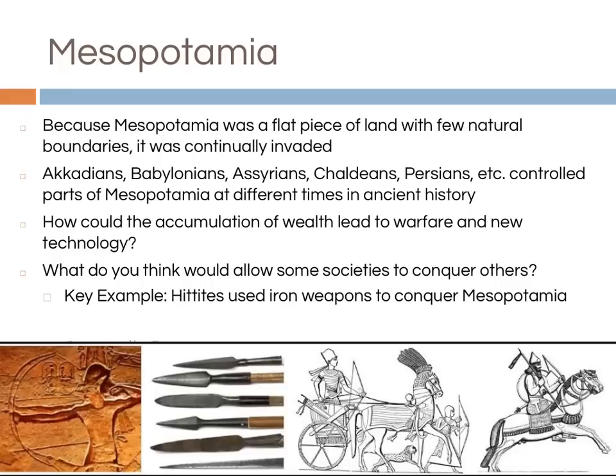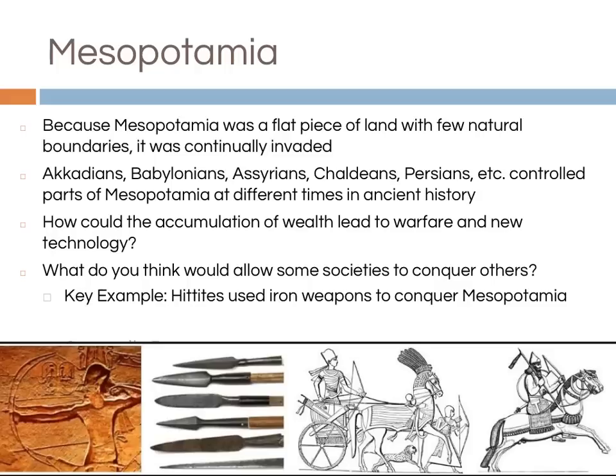One of the things that happened in Mesopotamia is that it was invaded continuously, and this is because it's a pretty flat piece of land. It does not have a lot of natural boundaries. Like there's not a lot of mountains for protection or anything like that. And so these are just some of the Mesopotamian groups that came through: the Akkadians, Babylonians, Assyrians, Chaldeans, Persians, etc. You don't necessarily need to know all of those groups, but if you see one of them, you should recognize that it's from Mesopotamia.